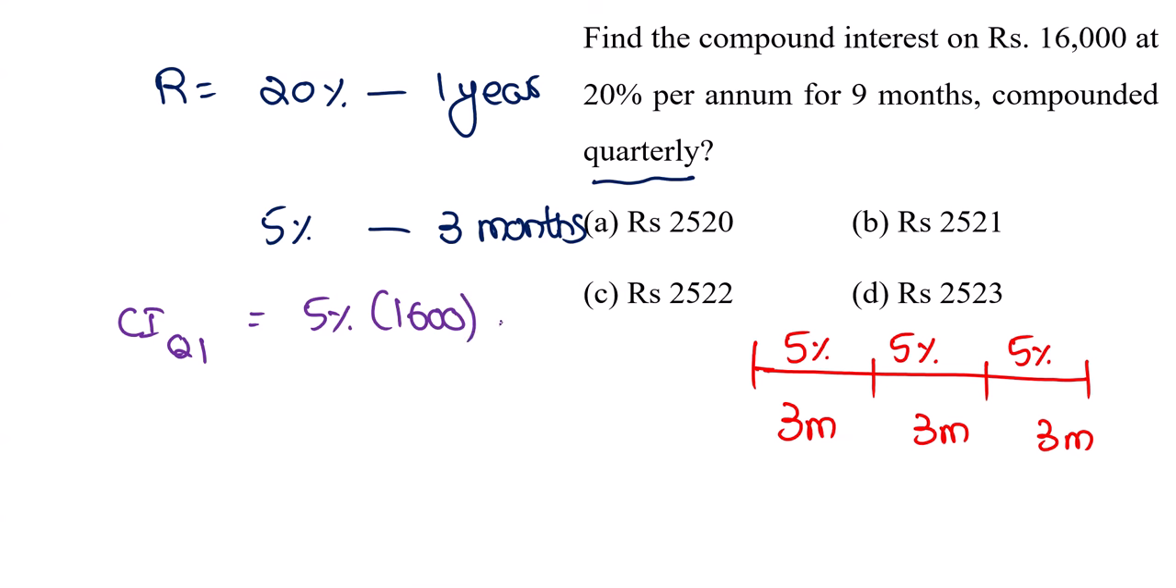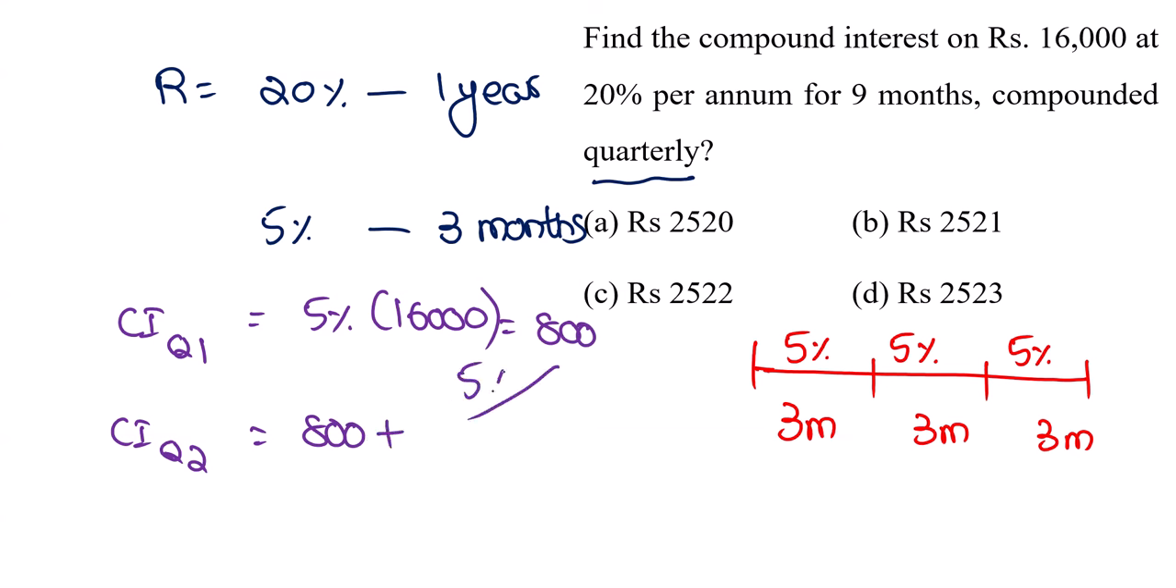10% will be 160, 5% means 80. Next, second quarterly, 80 plus 5%. Sorry, yeah, 16,000. Thank you. Then it will be 800. Then this is 800 plus 5% of this. Yeah, 10% is 80, 5% will be 40, 840 for second quarterly.